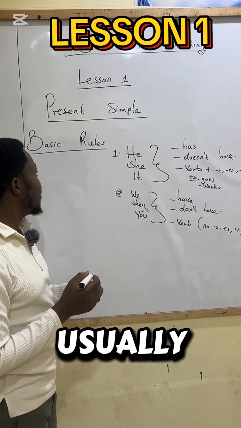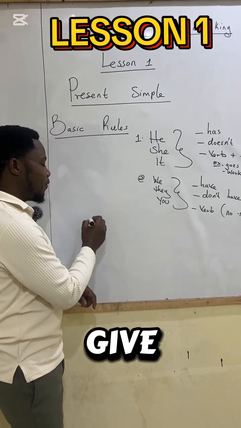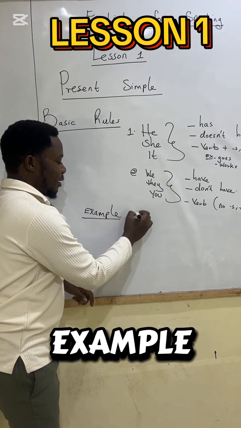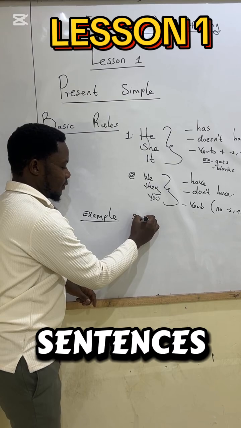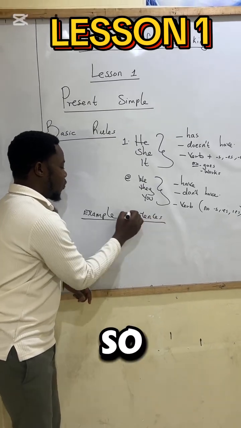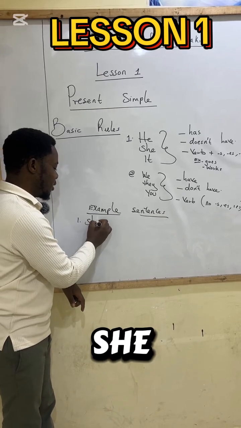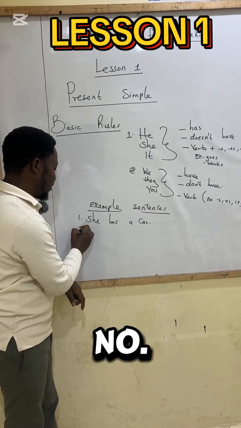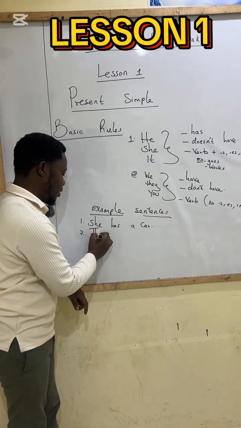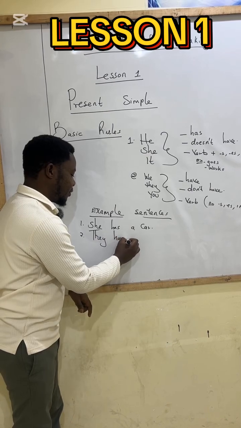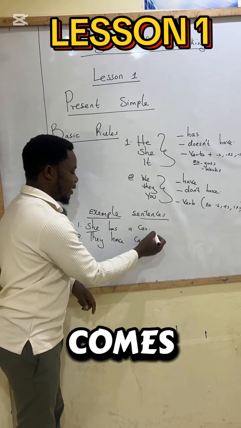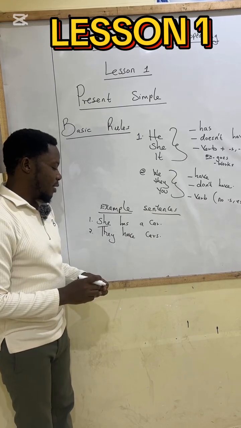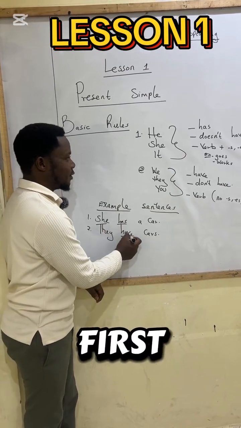Another rule that we usually use in present simple, I want to give you example sentences. So we can say number one, she has a car. But number two, they have cars, like that. So he, we use has, but they, we use have. That one is the first part.